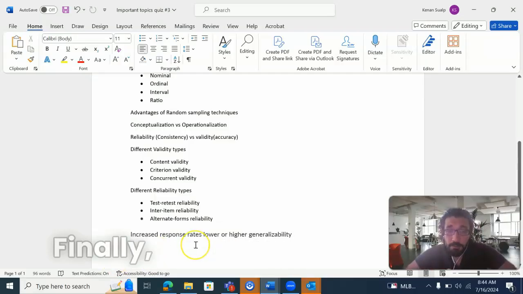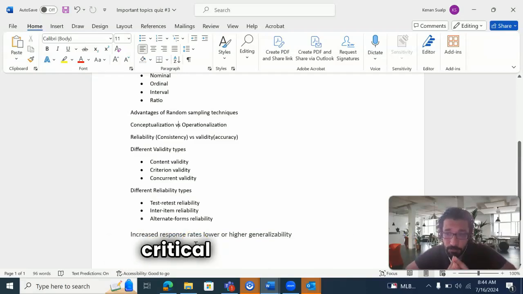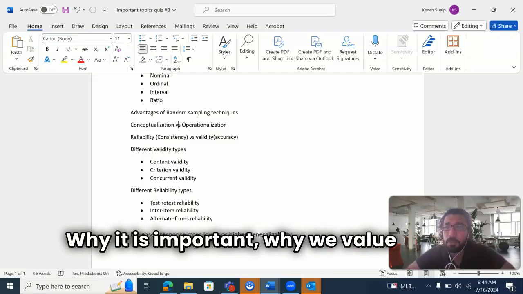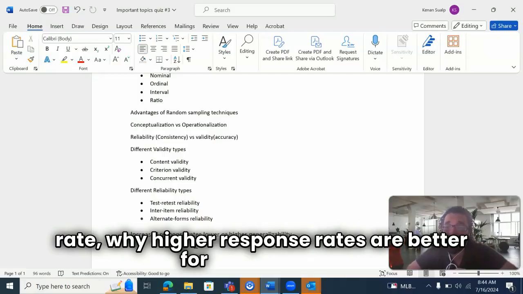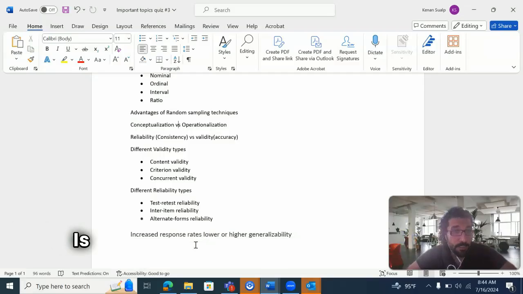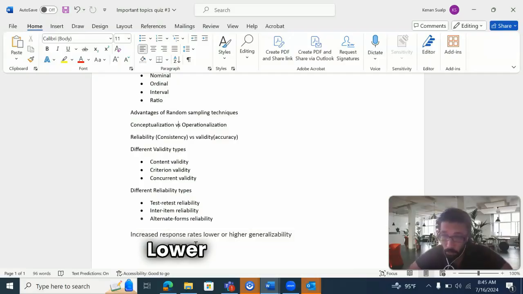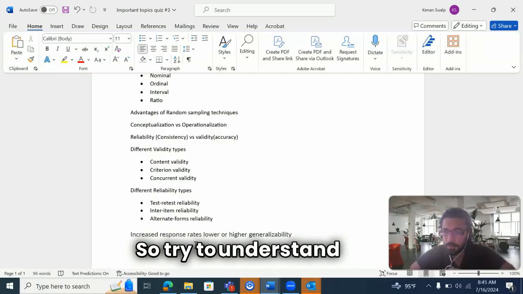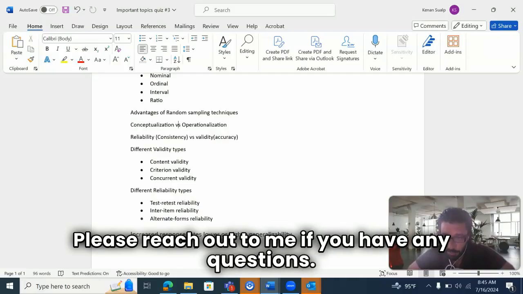All right. Finally, the response rates are critical for any research. Why is it important? Why do we value the response rate? Why are higher response rates better for research? Try to understand that. Okay? Do higher response rates mean higher generalizability or lower generalizability? What does that mean? So try to understand that. Please reach out to me if you have any questions.